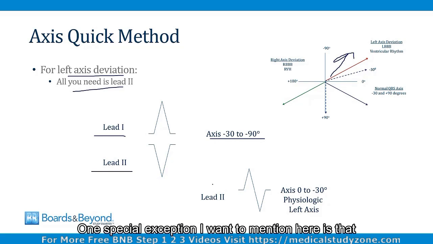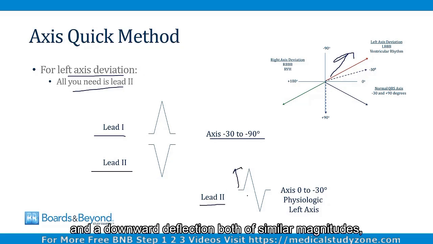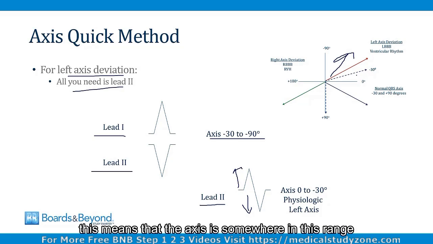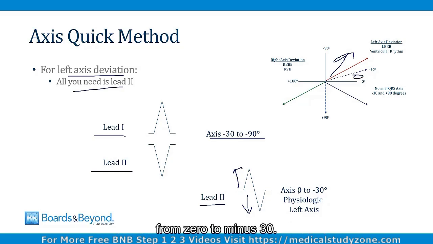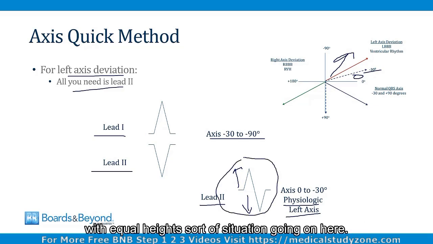One special exception I want to mention is that if lead 2 is equiphasic, meaning it has an upward deflection and a downward deflection of similar magnitudes, the axis is somewhere in this range from 0 to minus 30. This is called a physiologic left axis. It's slightly deviated to the left, but not greater than minus 30. In those cases, lead 2 will have this upward and downward deflection with equal heights.